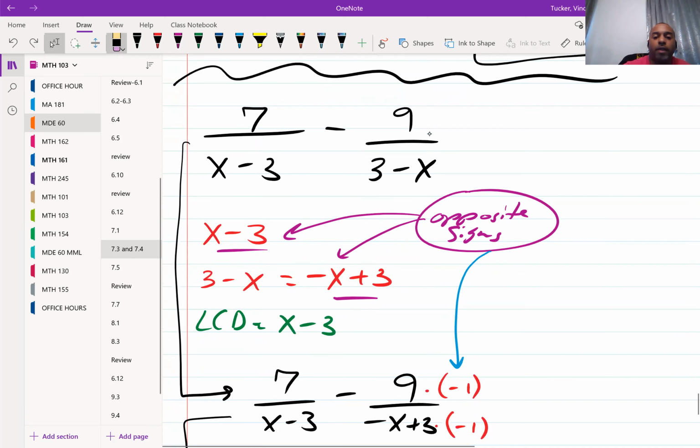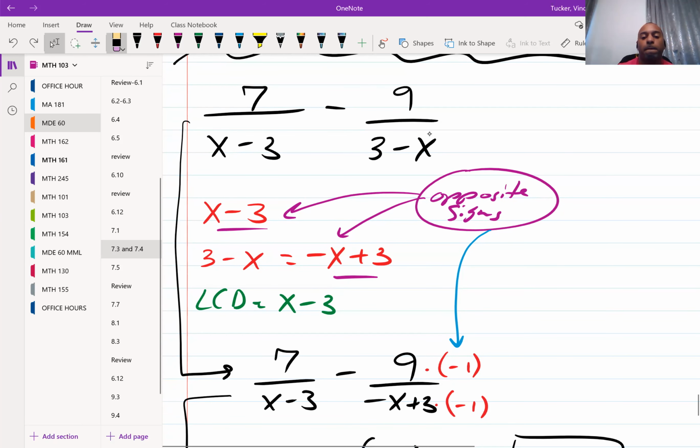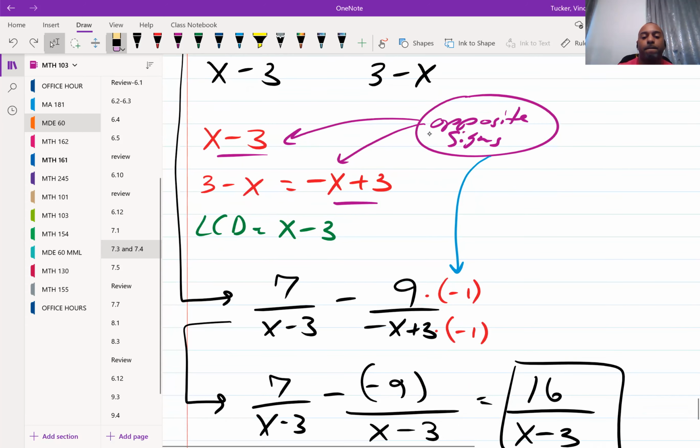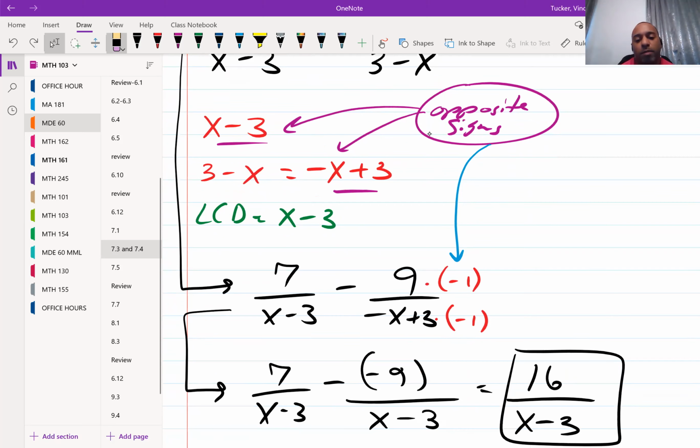And what I can do is multiply that other one by negative 1 to change it into x minus 3. So multiply top and bottom by negative 1. You can only do that if you have the same expression and each one of the signs is opposite of the other. So each one of the signs has to be opposite. Doing that will give me the common denominator of x minus 3. And up top, that'll be minus negative 9. Negative to negative is positive. So that'll be 7 plus 9, which is 16.